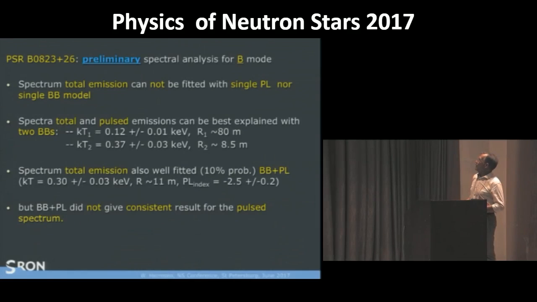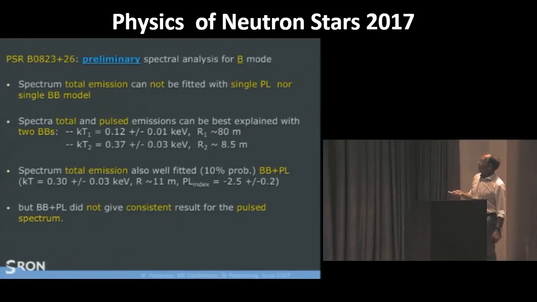But I must say, that's why I say it's preliminary, the total emission we can also fit with a 10% probability with a black body plus power law. With this temperature, 0.3 keV, small radius and an index of minus 2.5. However, in this case we get exactly the same values for the total and when we take just the pulsed emissions. In this case, when we fit the pulsed emission, it is not consistent. And this we have to study a little bit more in detail.